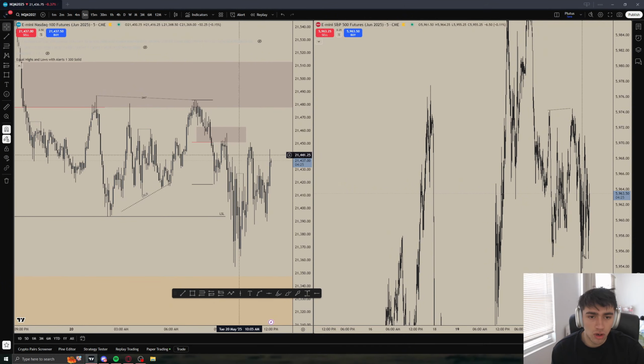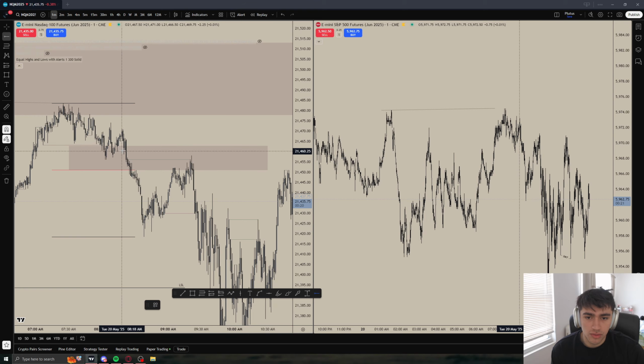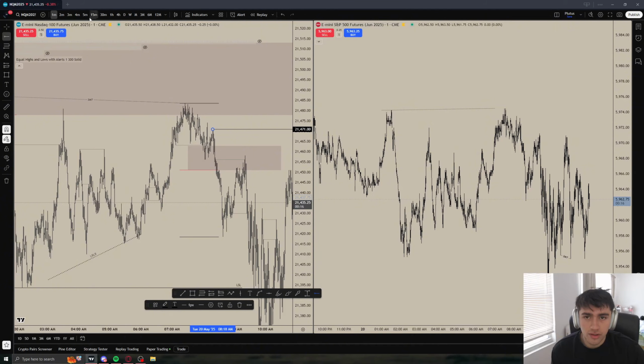highs. This is all this low resistance above us. Again, I'm going to show you guys how many stacked equal highs we had. We had one here. Again, these are equal highs as well, right over here.